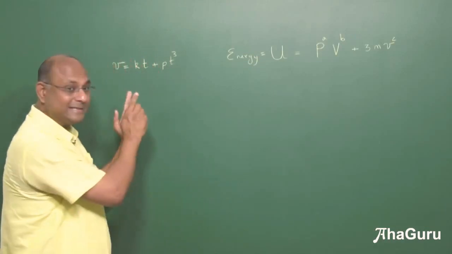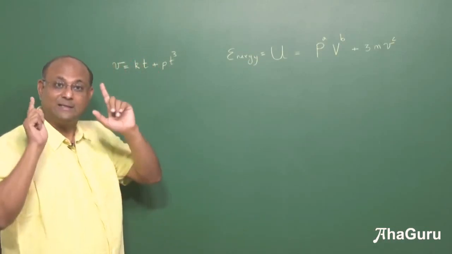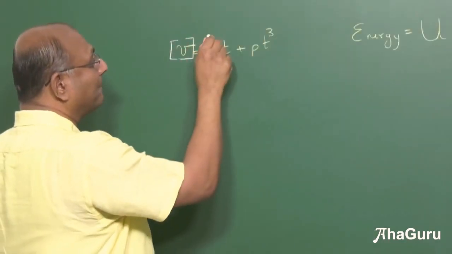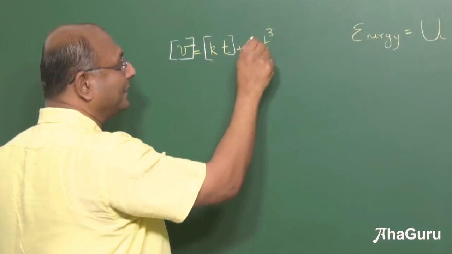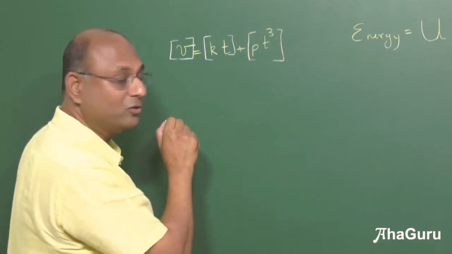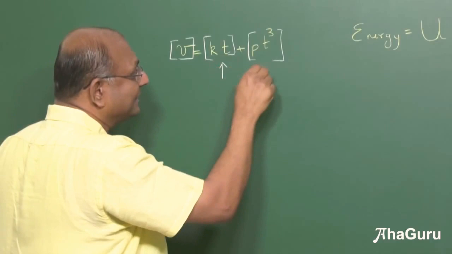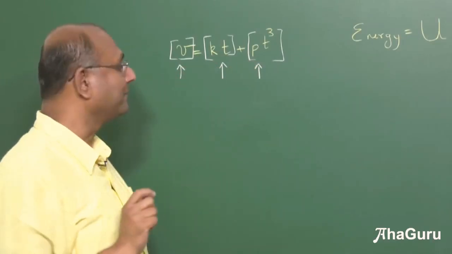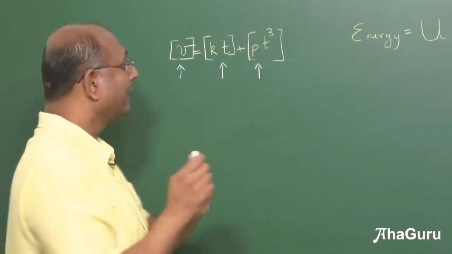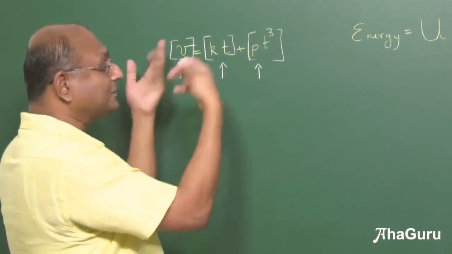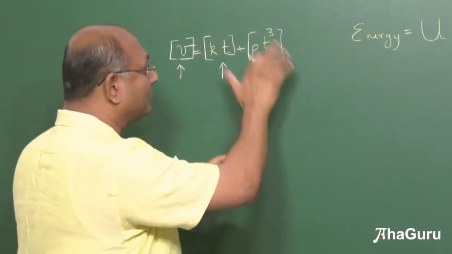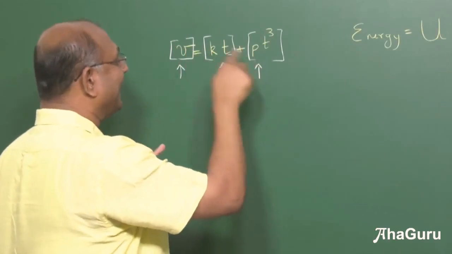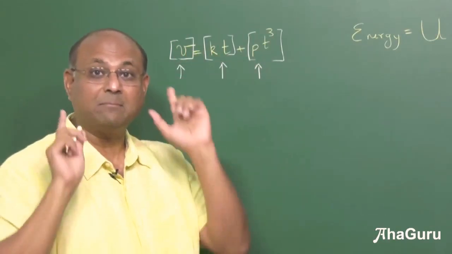But you can only add and subtract quantities that are the same, which means dimensional formula of V must be dimensional formula of KT plus dimensional formula of PT cube, which means this fellow and this fellow and this fellow must all have the same dimensional formula. Is that clear? That's very important. If I had multiplied the two, that is okay. This dimensional formula into that dimensional formula is that dimensional formula. But when I am adding, this and that must all have the same dimensional formula.